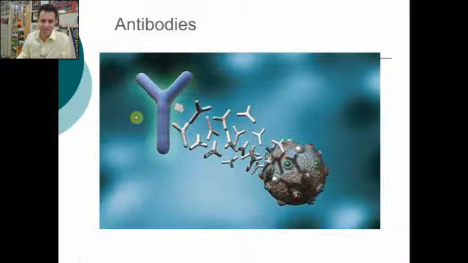Antibodies. Here we see antibodies. Yes, the letter Y. It's not really a letter Y. This is an antibody produced from a plasma cell, part of your immune system. These are proteins. We'll talk about that at a later date.